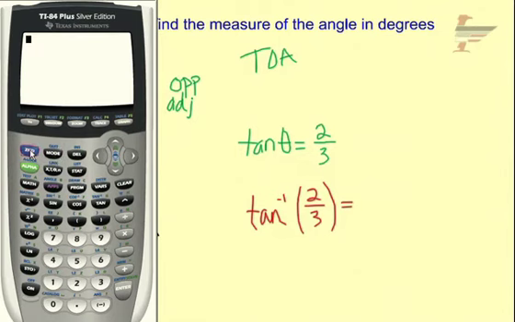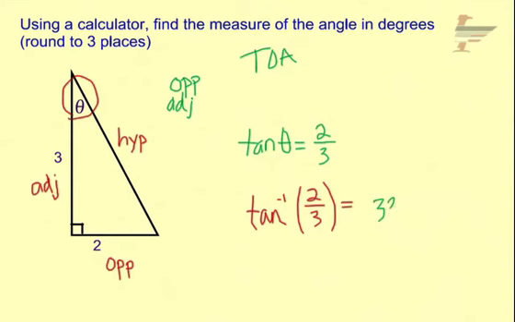Inverse tangent, if I push second and then my tangent, that's where this calculator has the inverse tangent. And then 2 divided by 3, close the parentheses. And when we hit enter, we actually are getting back a degree measure. So 33, oh, what did it say? 3 decimal places. 33.690 degrees. That is theta.